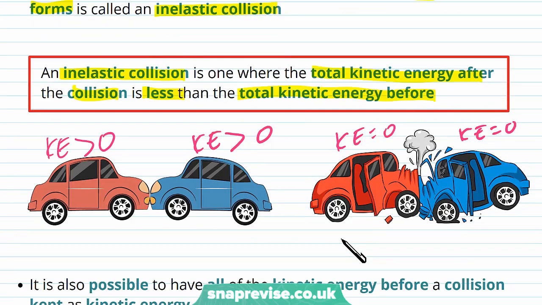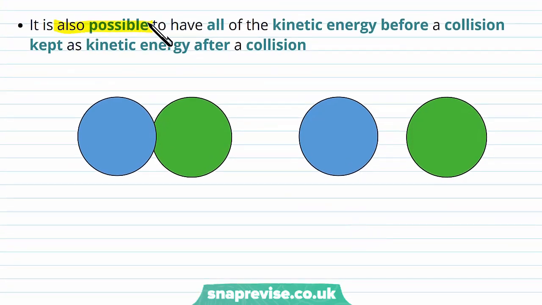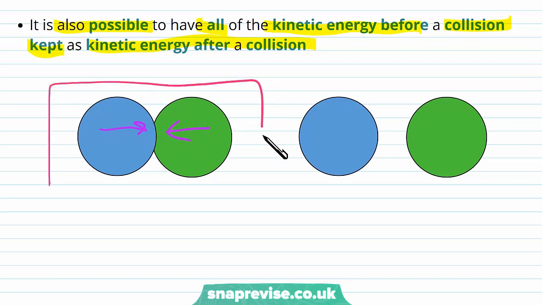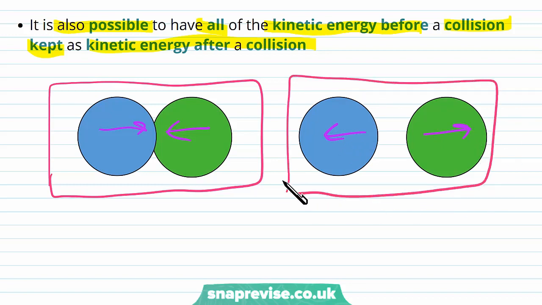It is also possible to have all of the kinetic energy before a collision kept as kinetic energy after a collision. So the opposite can also happen. For example, here we can consider two balls that are colliding, and rather than assuming that all the kinetic energy is transformed into other forms, now we can consider a collision where all the kinetic energy is conserved. After the collision, the two balls are going to move off with the same kinetic energy as before. So in this case, the kinetic energy is constant.